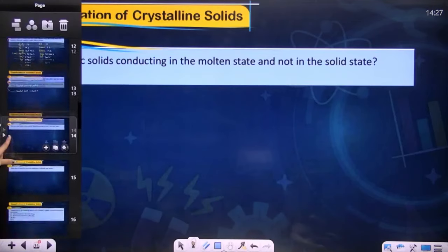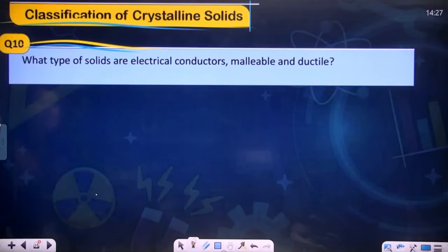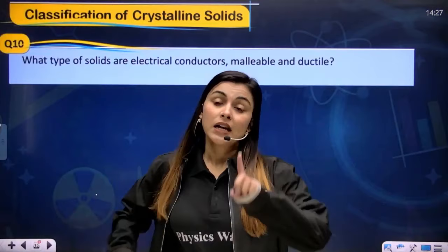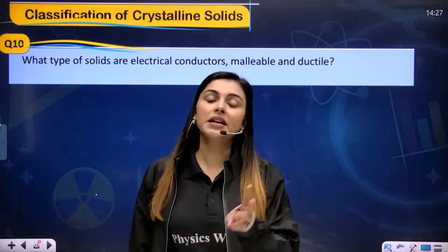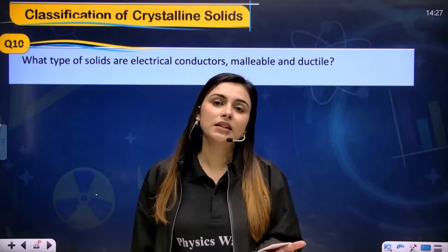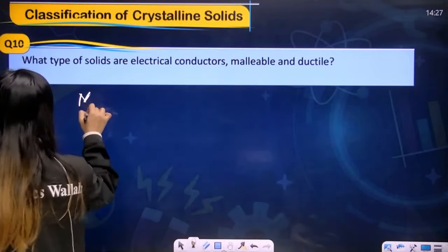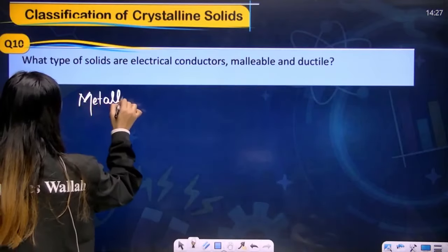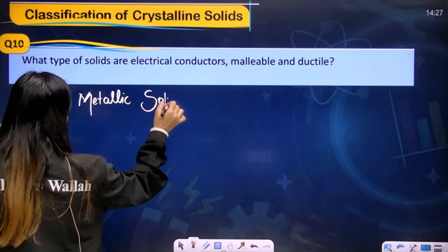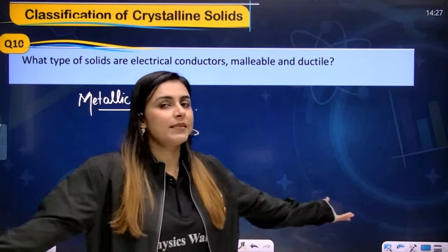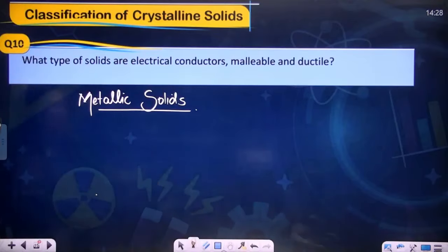Next question says, what type of solids are electrical conductors, malleable and ductile? They are electrical conductors, they are malleable and they are ductile. Which were these? These were your metallic solids. So, your answer would be metallic solids. Right? Yes. Perfect, my dear students. I hope you are clear with this. Easy. Right? Yes. Let's move forward.